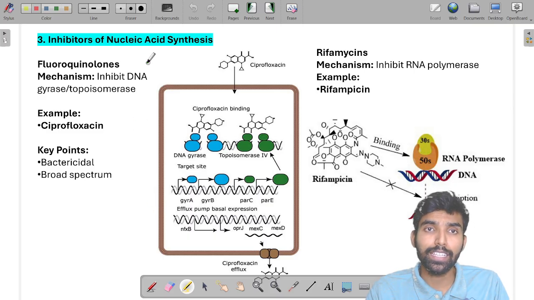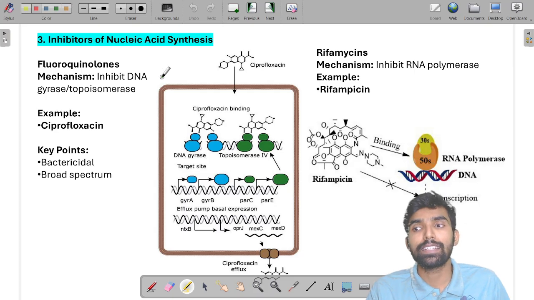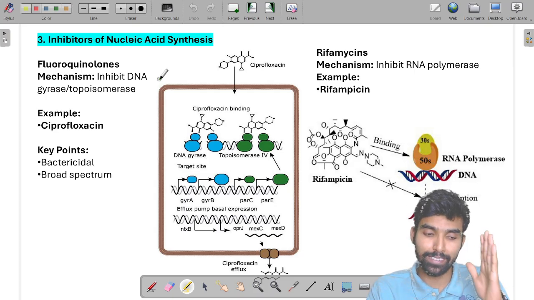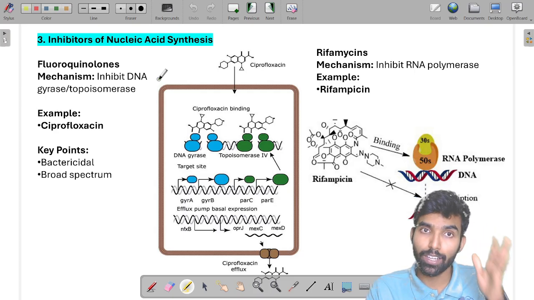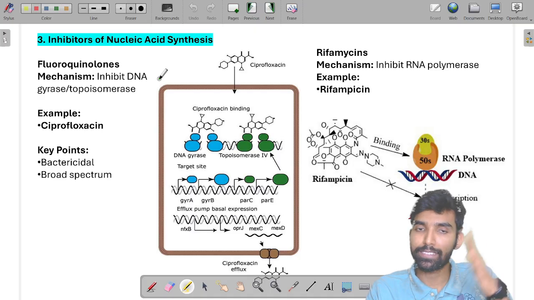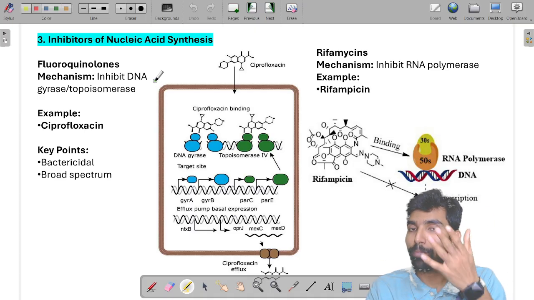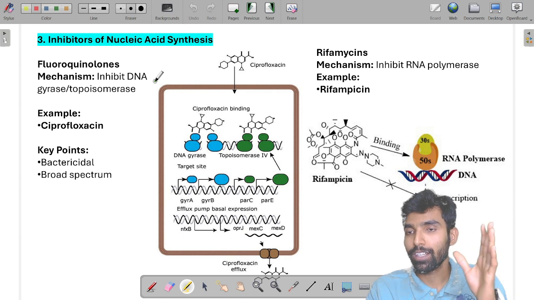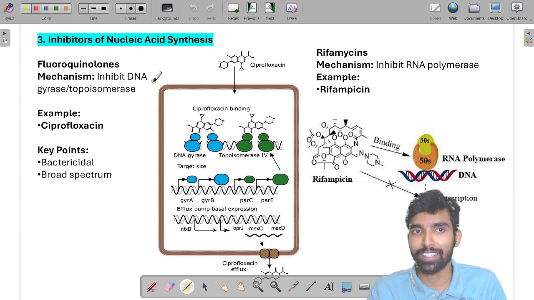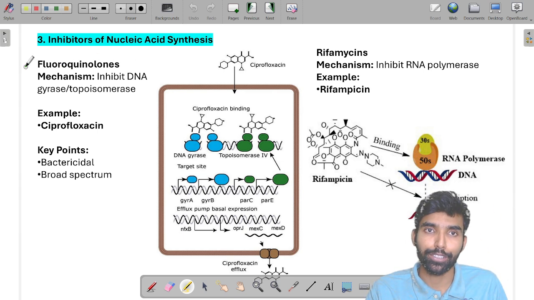Next is the inhibitors of nucleic acid synthesis. That means you can block protein synthesis, you can block nucleic acid synthesis as well, you can break the cell wall. Those are different mechanisms of how you can kill the bacteria. So bacteria are smart enough to evolve and gain resistance, right? First one is the fluoroquinolones.